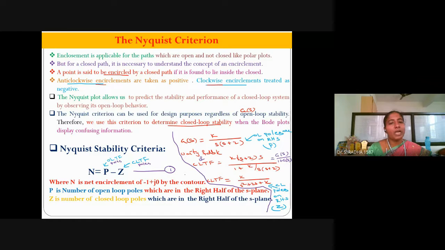Now, how many open loop poles are there on the RHS? How many closed loop poles are there on the RHS? RHS is very, very important. After finding the number of poles on the RHS of the open loop and closed loop transfer functions, we can tell whether the system is stable or not. So here P represents open loop poles on the RHS and Z represents closed loop poles on the RHS.